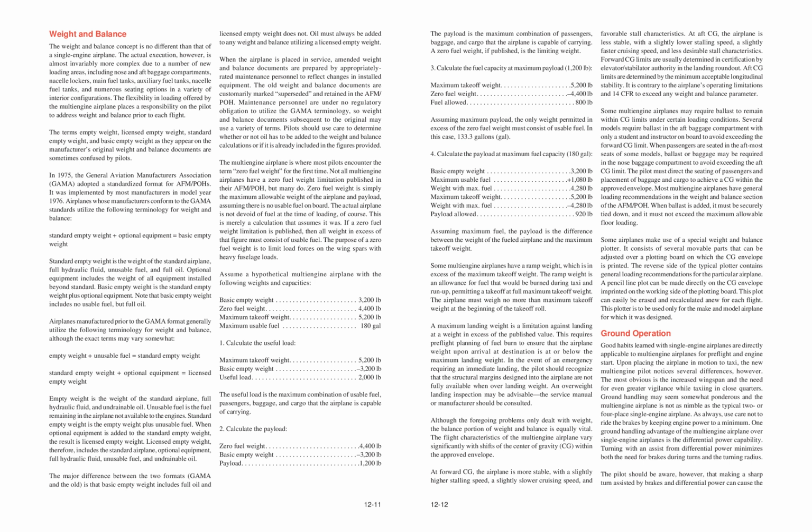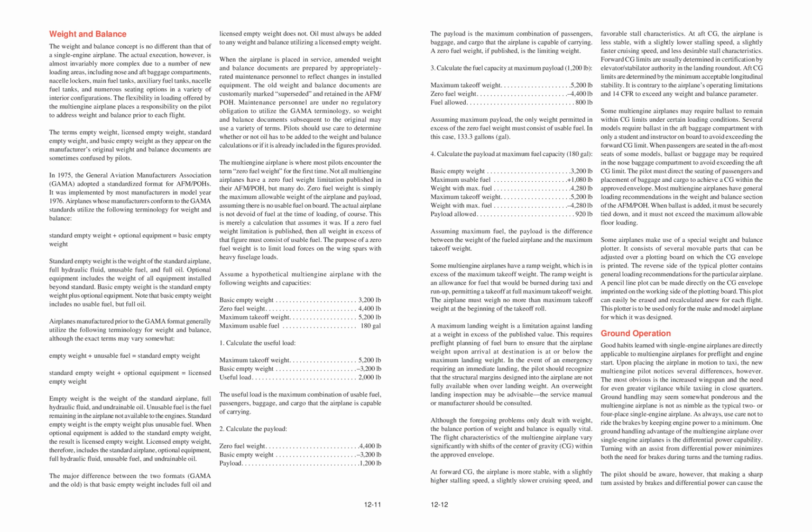The terms empty weight, licensed empty weight, standard empty weight, and basic empty weight as they appear on the manufacturer's original weight and balance documents are sometimes confused by pilots. In 1975, the General Aviation Manufacturers Association, GAMA, adopted a standardized format for AFM/POHs. It was implemented by most manufacturers in model year 1976.